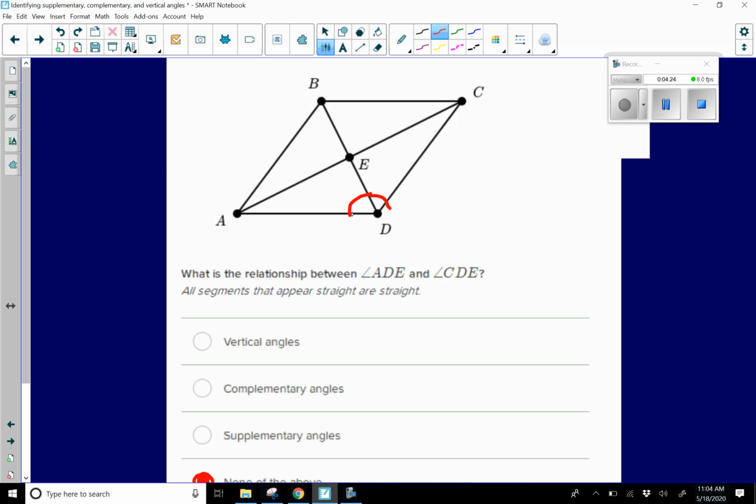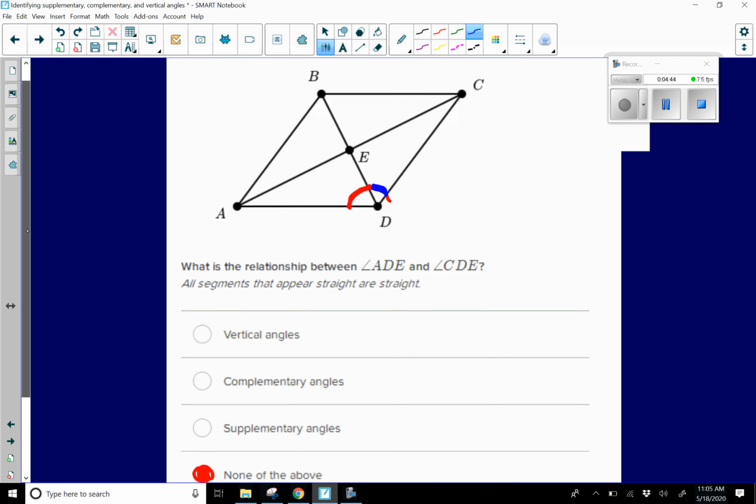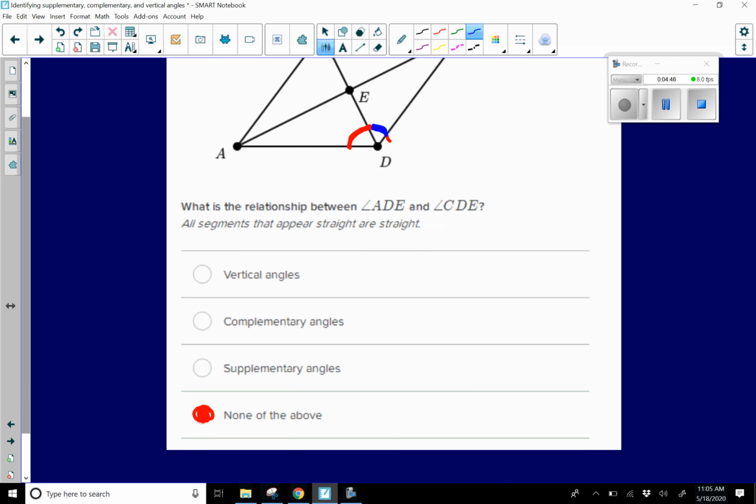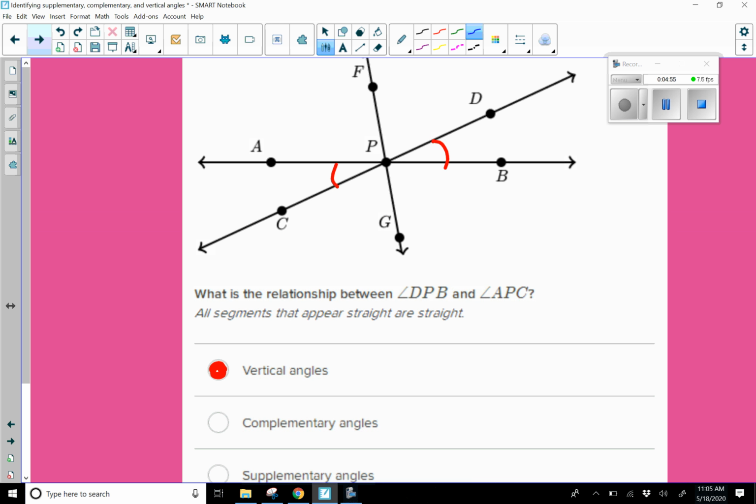What is the relationship between angle ADE and angle CDE? So angle ADE is this one right here. And angle CDE, that's this one right here. Let's do that one in blue. Well, they don't form a right angle together. They're not on a straight line together. And they're not directly opposite. I don't see that crooked hourglass. So that would make these adjacent angles. They're just two angles that are next to each other. There's no other angle pair relationship there. So this would be D, none of the above.